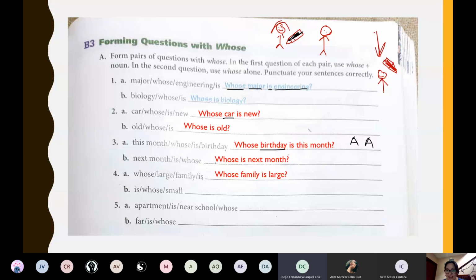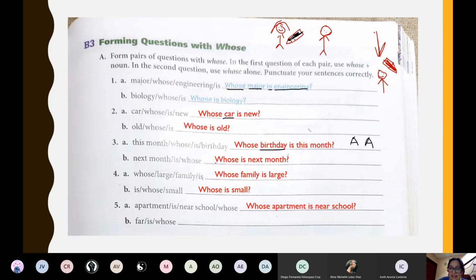Tell me, Diego, always. Which one is the next question in B? If A is whose family is large, what is B? Who is small? Okay. Whose family is large? And who is small? Who what? Who family? Because we are talking about family. Excellent. And the last one in this part, apartment is near school, whose? What can be the question in here? Whose apartment is near school? Excellent. Whose apartment is near school?